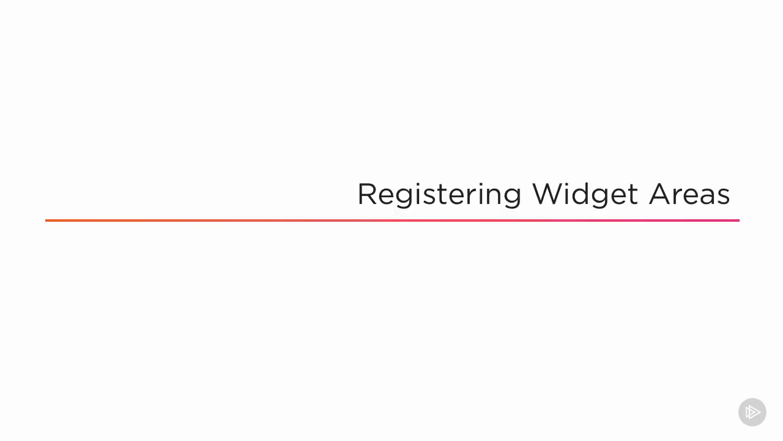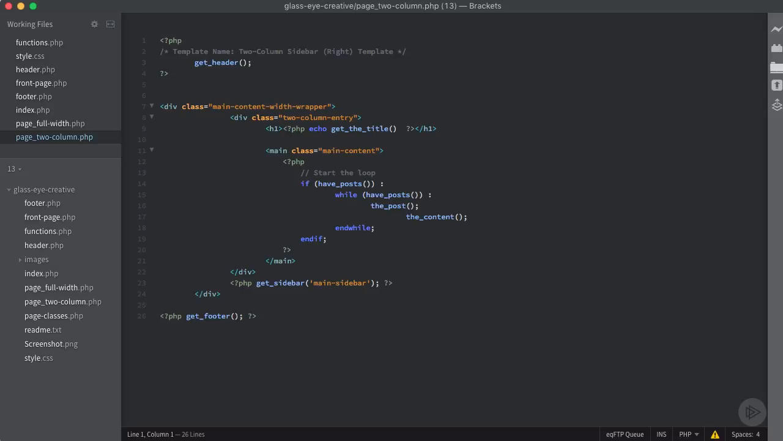In this video, we'll learn how to register a widget area. In our last video, we learned how to create our two-column template, and we called in our sidebar, but we don't yet have our sidebar. And we could just create our sidebar.php file and add some static HTML for our sidebar, but I want to take this a step further and register our sidebar as a widget area.